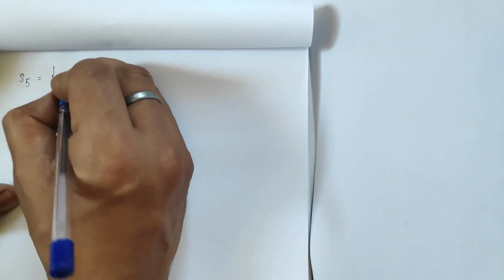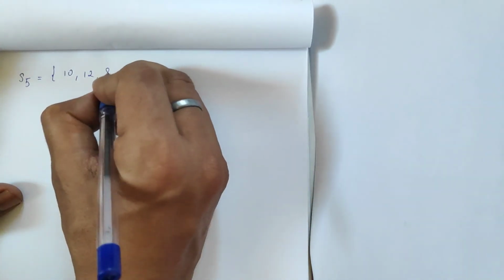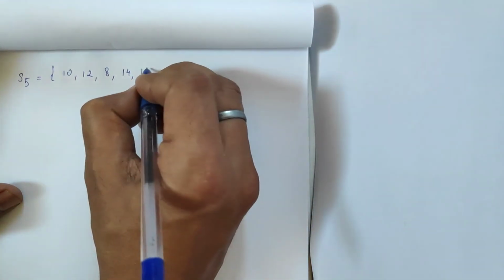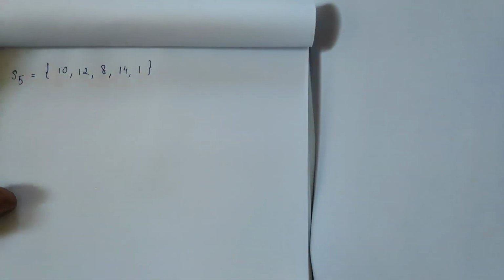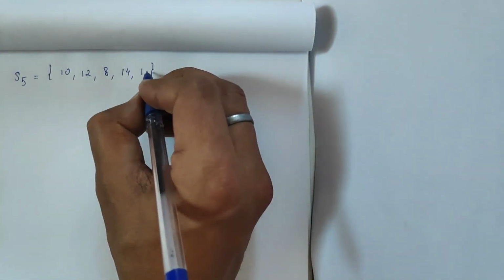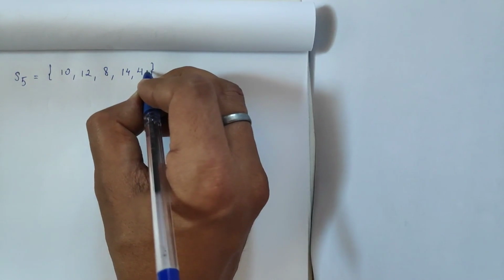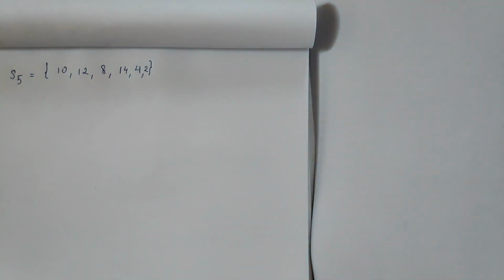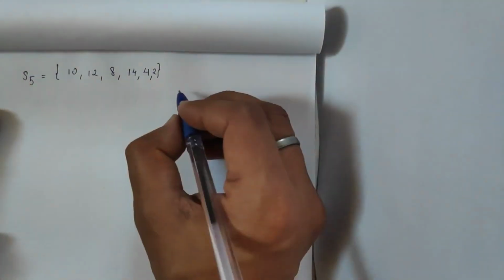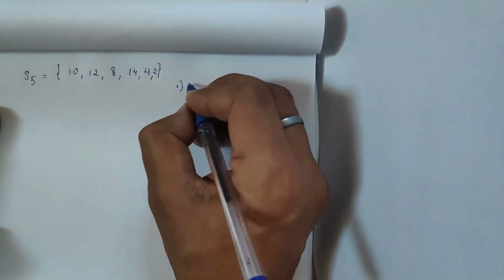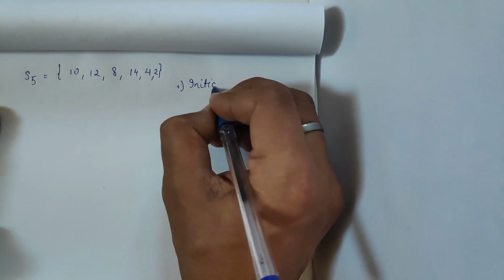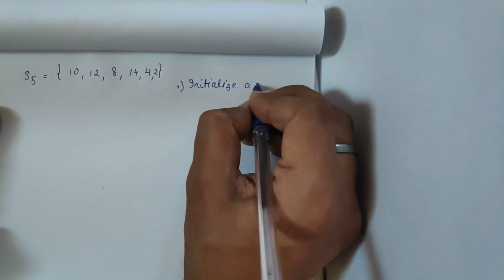First, take random numbers 10, 12, 8, 14 and 1. And let us keep something like, this is 4, and let us keep it as 2. So what is the algorithm using a stack? The first step is to initialize a stack.